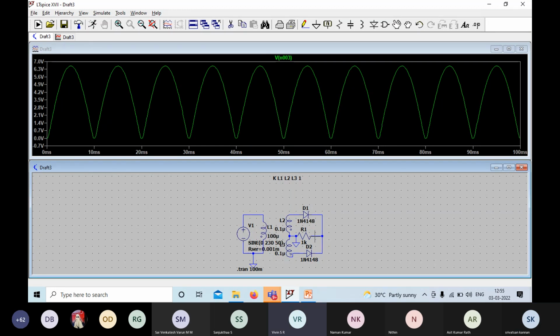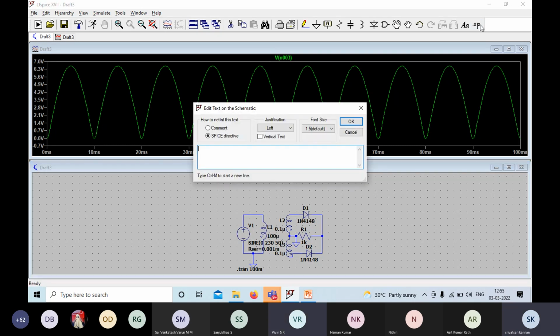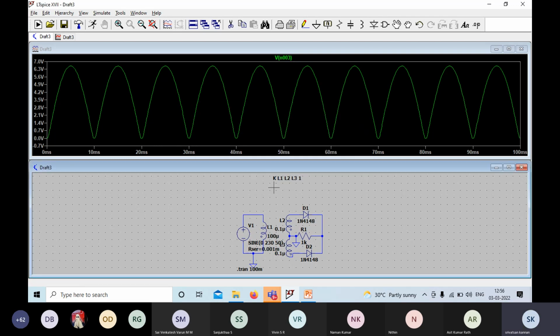Sir, what do we use in the place of the transformer, sir? We use only inductors. In place of transformers, we use inductance. Sir, I also used an inductor, but I didn't get anything like this. You have to set the SPICE directive: K, L1, L2, L3, 1. You have to go to the edit text on schematic, the last icon available. And you have to type K in the same format, K, L1, L2, L3, 1.